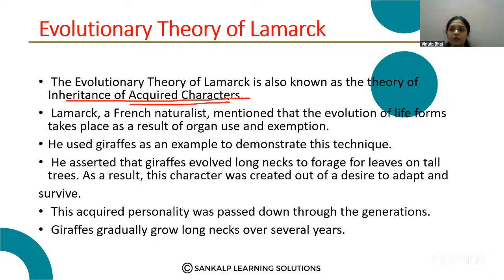For example, some skills they will develop. Organisms develop some skills by practice, so those are the acquired characters. According to Lamarck, these acquired characters are inherited, but it is not accepted. Lamarck, a French naturalist, mentioned that evolution of life forms takes place as a result of organ use and disuse. A very good example is the giraffe.